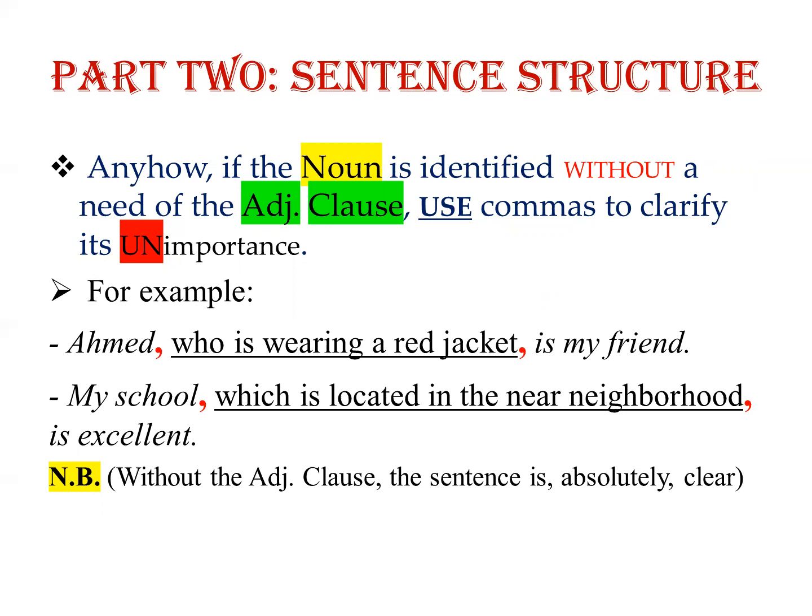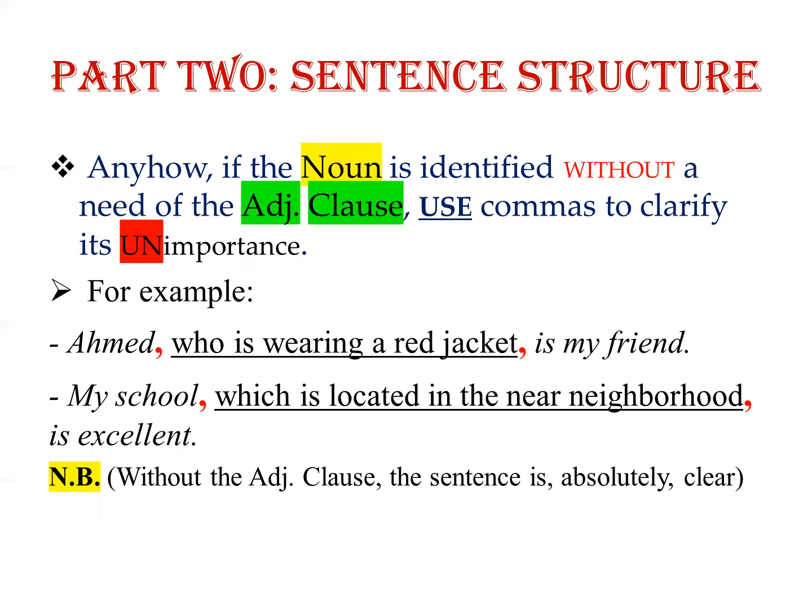So if you deleted the adjective clause here, "Ahmad is my friend." Okay, Ahmad is your friend. And if you added it, "Ahmad, who is wearing a red jacket, is my friend," there is no difference. You just describe the noun, and the noun is identified. It is clear without the adjective clause.